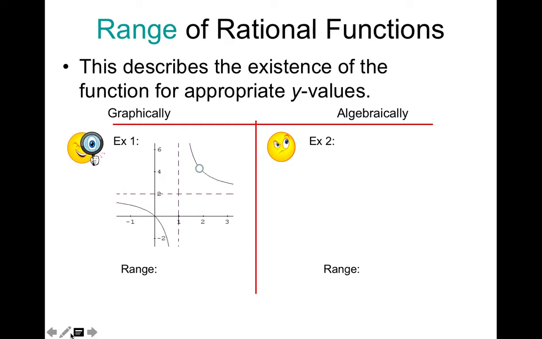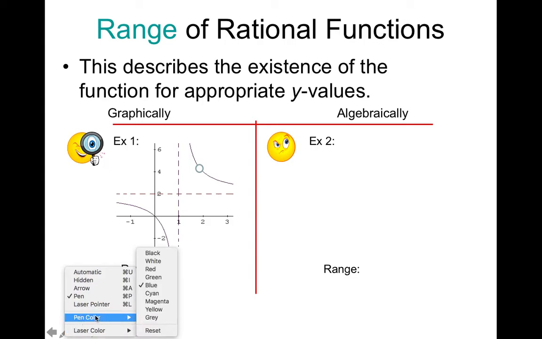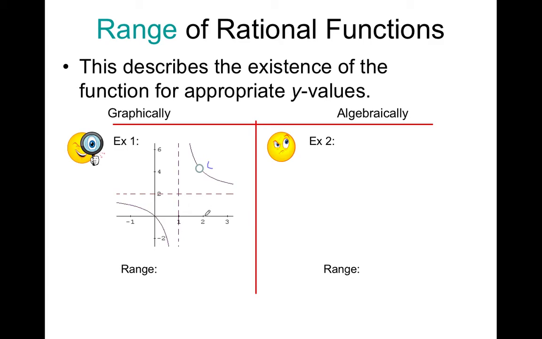Since you're reading from a graph, you can just guesstimate. This looks like it's at about 2, 4. So for the range, what are your suspects? 1, the horizontal asymptote. 2, the y value of the hole.